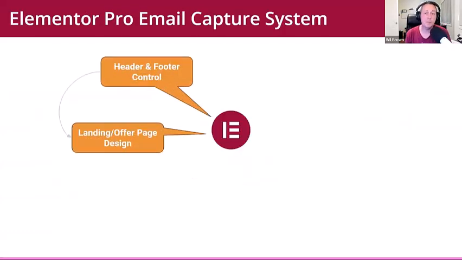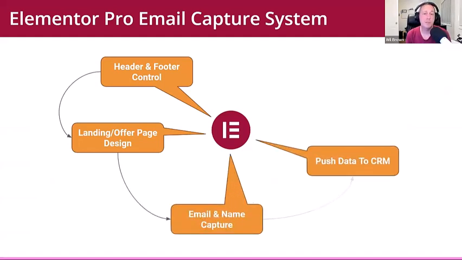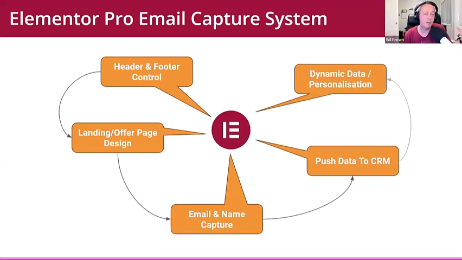Now, Elementor Pro gives you all the tools that you need to implement this email list capture system. And that's why I love it. It's got everything under one roof. You can get rid of the header and footer on your landing page, which is vital to increase conversion rates. If you're looking to be serious about growing your list, then on your offer page, get rid of your header and footer. The offer page needs to have just one action that they complete, and that is to submit the form with their name and their email to get onto the list.